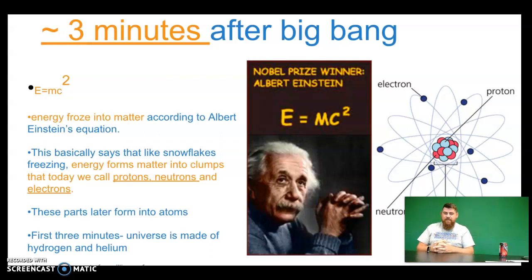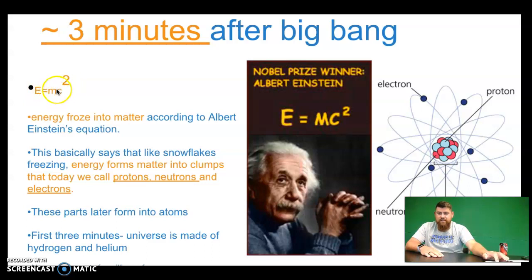We're 3 minutes after the Big Bang, and energy is slowing down. It's still pure energy, but as it slows down, it's contracting into clumps. Those clumps are cooling off, and it's becoming protons, neutrons, and electrons. Albert Einstein used this equation, E equals mc squared, to explain how you go from having energy to matter. What this also means is that you can go back the other way, from matter to pure energy, because you can rearrange the equation and solve for any of these.